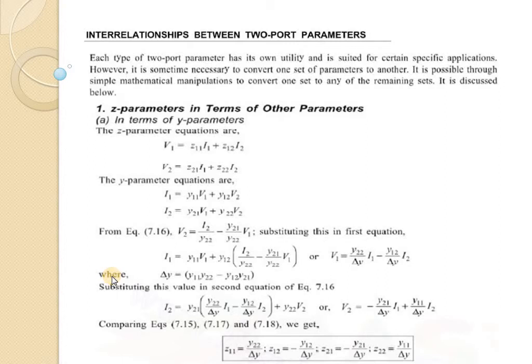Each type of two-port parameter has its own utility and is suited for certain specific application. However, it is sometimes necessary to convert one set of parameters to another. It is possible through simple mathematical manipulations to convert one set to any of the remaining sets. It is discussed as below.